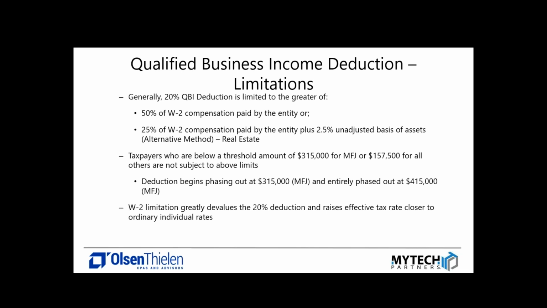These thresholds that I just discussed only come into effect when individuals, the shareholders or the partners, have taxable income above $315,000 for married filing joint, or $157,500 for all other filing statuses, so single, head of household, married filing separately, etc. Once you start getting limited, it greatly devalues the 20% deduction. So year-end planning is very crucial with your CPA to make sure that you're not going to get limited on this deduction.